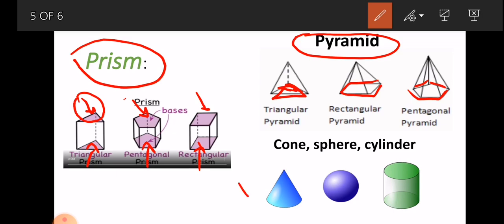Okay, here for the cone I just have a base, I don't have a top. And for the sphere, I don't have any flat surfaces. All of it is curved. But for the cylinder, I have top, I have bottom, and they are flat surfaces.